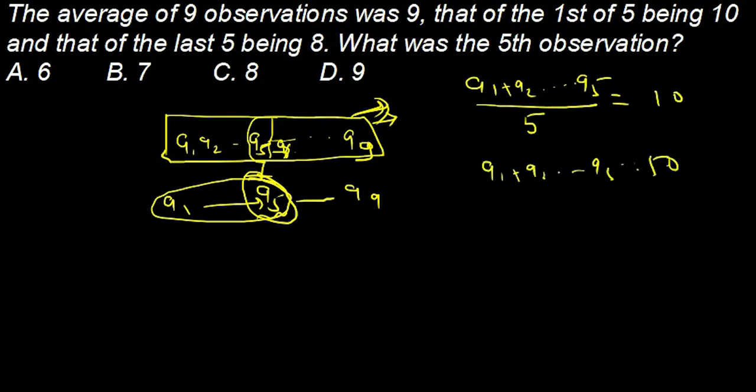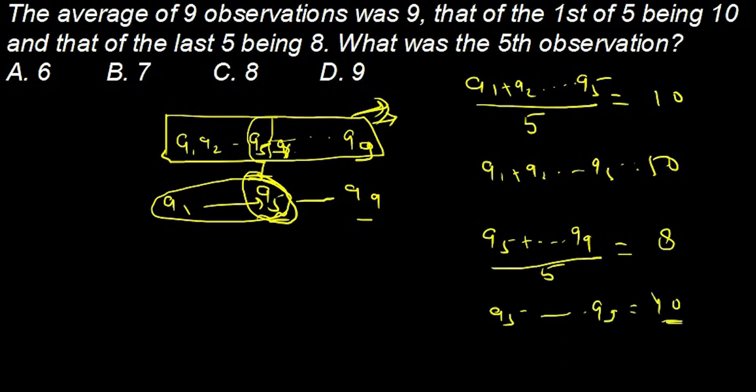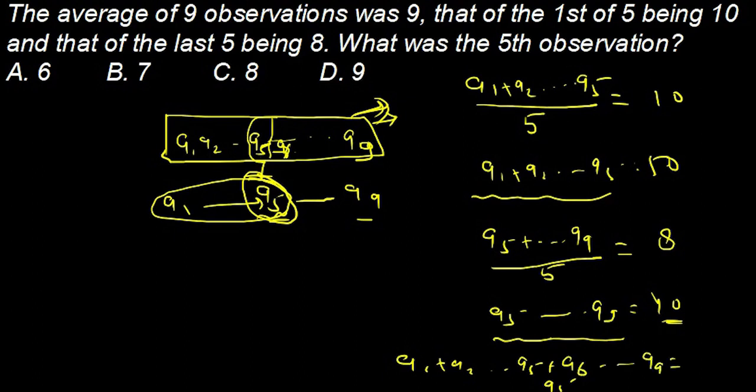नाउ A5 से लेके A9 तक का भी एवरेज आपको गिवन है. सो A5 टू A9 डिवाइडेड बाय 5 इज इक्वल्स टू 8. सो A5 से A9 तक की जो टोटल है दैट इज 40. अगर आप इनको सम कर लेते हैं A1 से लेके A5 और A5 से लेके A9 तो आपको सम मिलेगा A1 प्लस A2 टिल A5, लेकिन एक बार फिर आपको A5 मिलेगा तो एक बार मैं उसको साइड में लिख दूं A6 से लेके A9 और उसका टोटल जो है सो 40 प्लस 50 इज व्हाट?